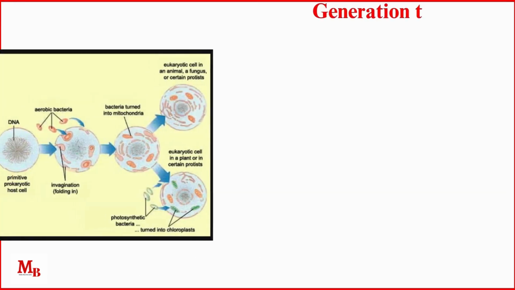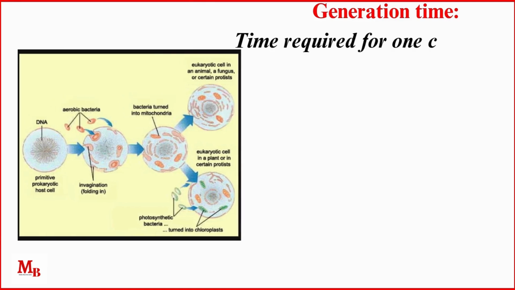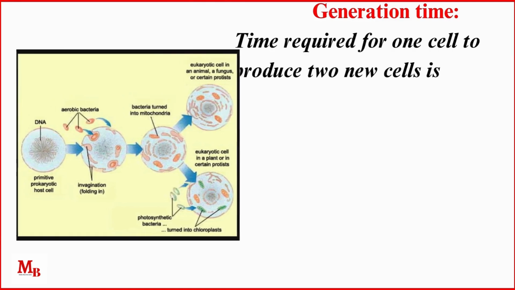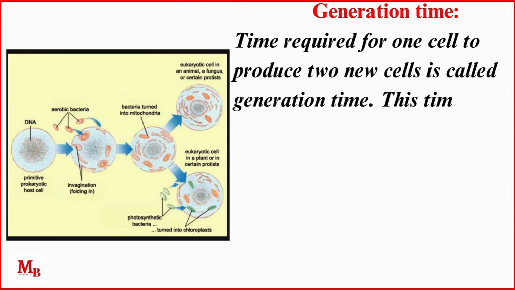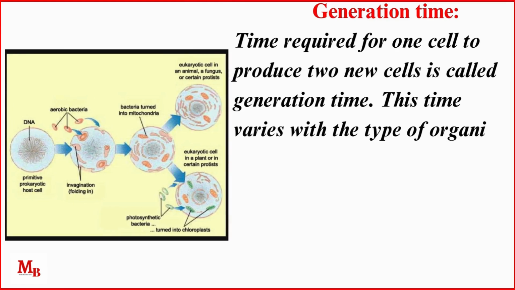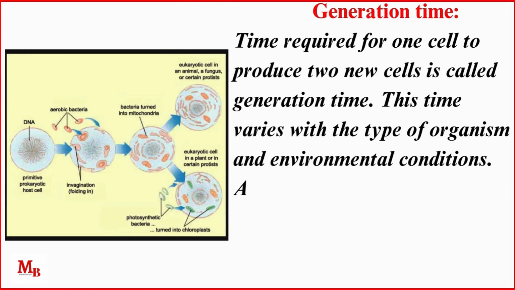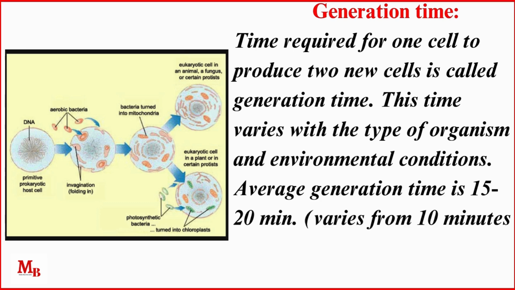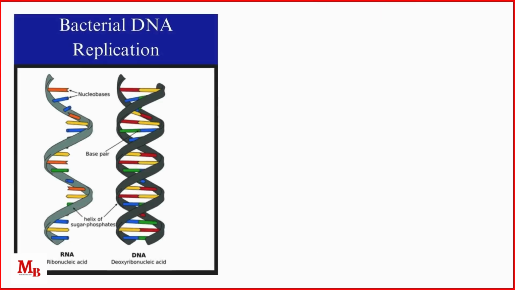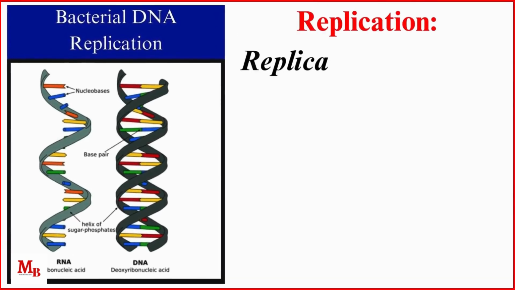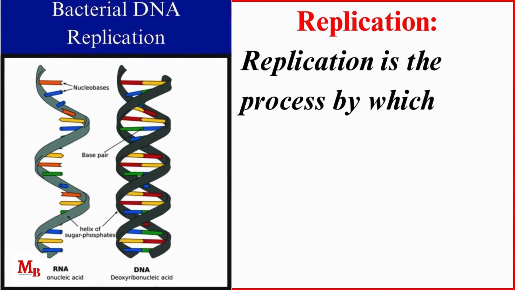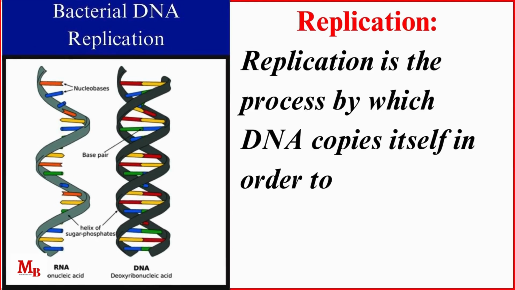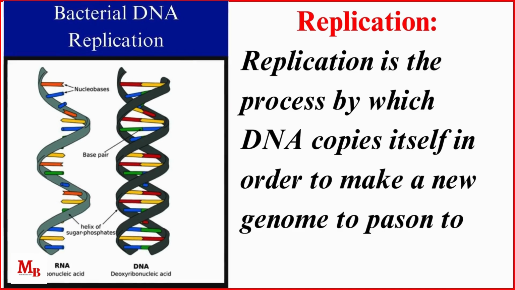Generation time. Time required for one cell to produce two new cells is called generation time. This time varies with the type of organism and environmental conditions. Average generation time is 15 to 20 minutes, varies from 10 minutes to 24 hours. Replication. Replication is the process by which DNA copies itself in order to make a new genome to pass into a daughter cell.